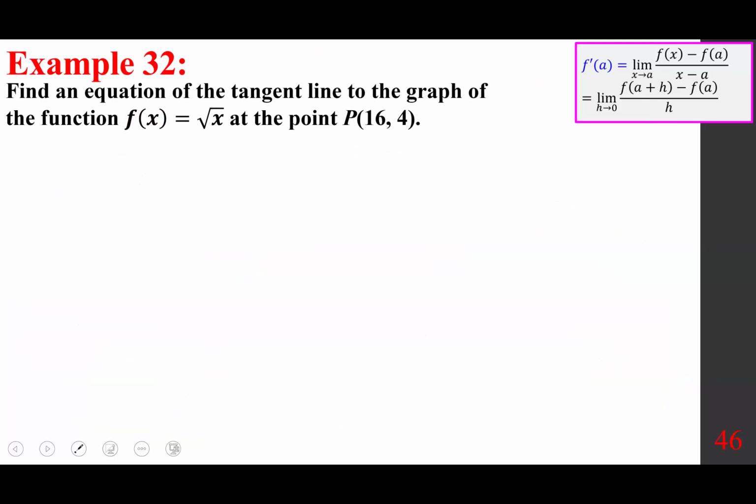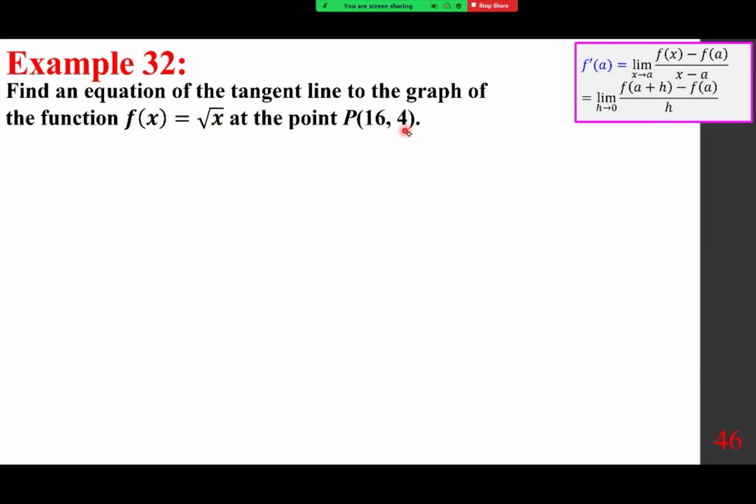We want to find the equation of a tangent line. So the graph of this function, f of x equals square root of x, and the point given is the pair (16, 4). Please understand, if they give you x, you just plug it in, you get 4. For example, if they said at x equals 25, you plug in, you get 5. So you should be able to come up with the y coordinate.